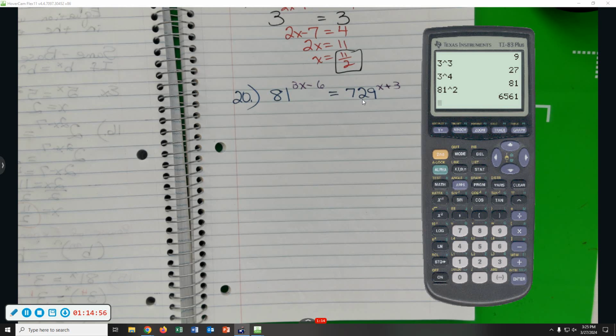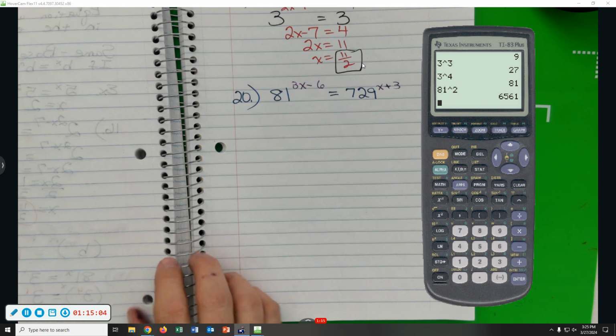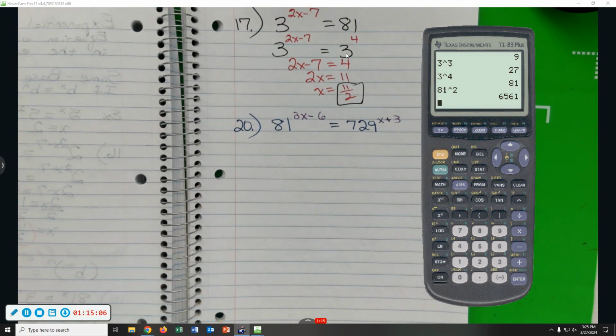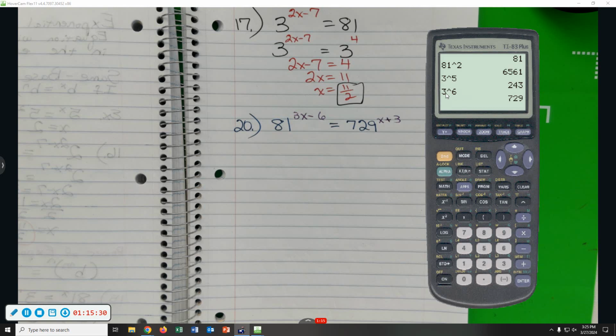We know we have to be able to get a common base because there's no other way to solve the problem. Well, 81, it seems to me I've been seeing a lot of 81 today. What were we using? 3 to the 4th? 3 to the 4th is 81. Let's see about 729. Can we get 3 to some power to equal 729? What's 3 to the 5th? Okay, 3 to the 6th. I think it's 3 to the 6th power. 3 to the 6th is 729.